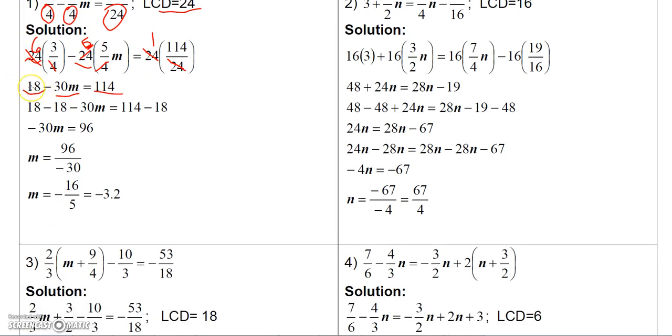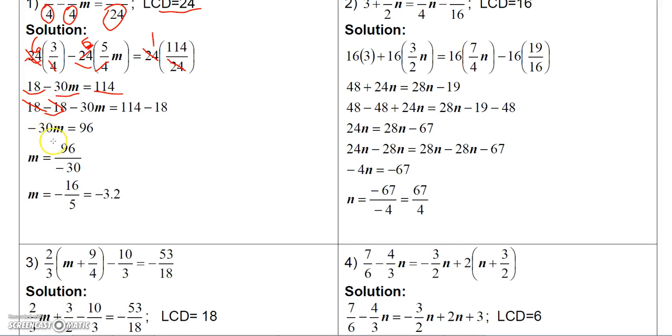So now, to solve this, I can subtract 18 from both sides. I'm going to take 18 away from both sides, and that way it'll get me the minus 30m all by itself on the left. And if I subtract 18 on the left, I have to subtract 18 on the right. So 114 minus 18, well, that's 96. So I get negative 30m equals 96.